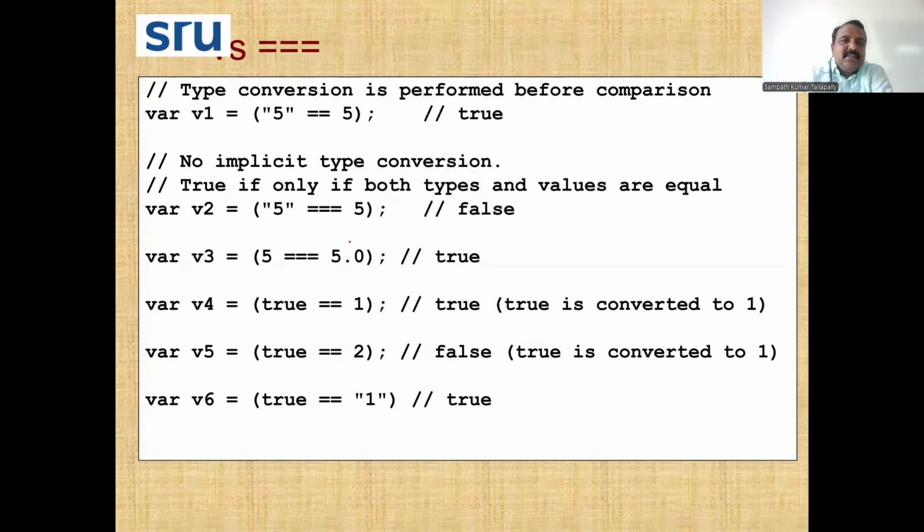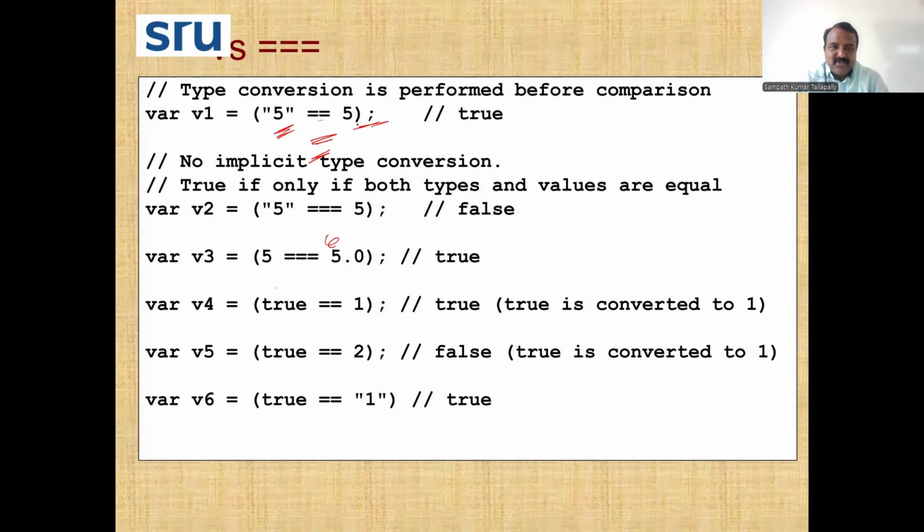Now, in this case, if you can see this slide carefully, I'm comparing a string with a number. Whenever I compare a string with a number, type conversion is performed before comparison. It means that this 5 is converted to a value, or this 5 is converted to a string.